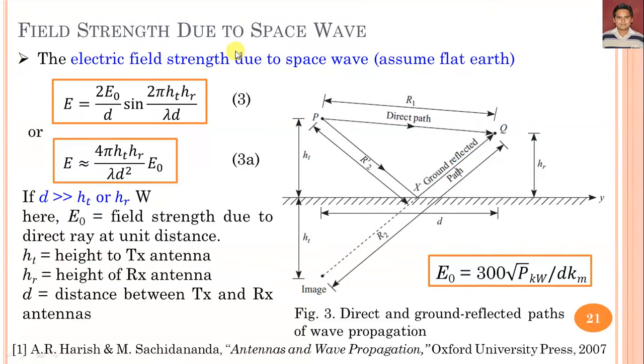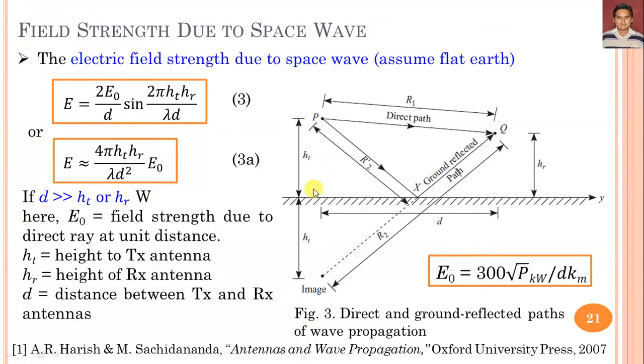Sometimes it is also called ground wave propagation, and ground wave propagation is the combination of the surface wave as well as the space wave propagation. We can derive the expression for the electric field strength; you can consider any antenna book in which you can find the derivation. But here we consider only the equation: E equals 2 E naught by d times sin of 2 pi h t upon lambda d.